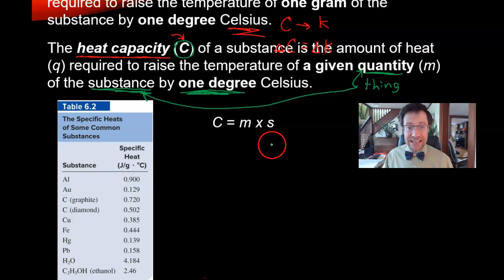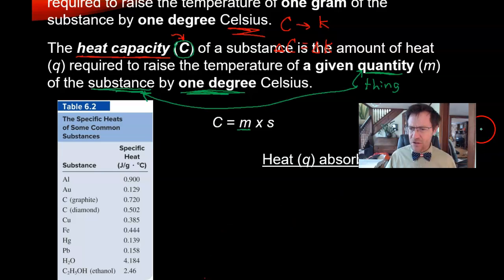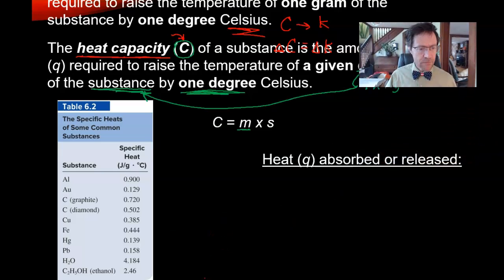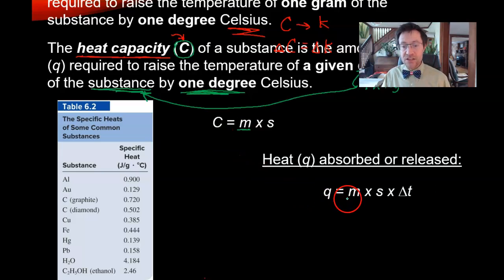So heat capacity is C equals mass times S. That's the official definition. So the heat absorbed or released is going to be Q equals MC delta T. Oh, we learned it as C. Today we're going to call it S. So yeah, sorry about that, guys. It's basically specific heat.